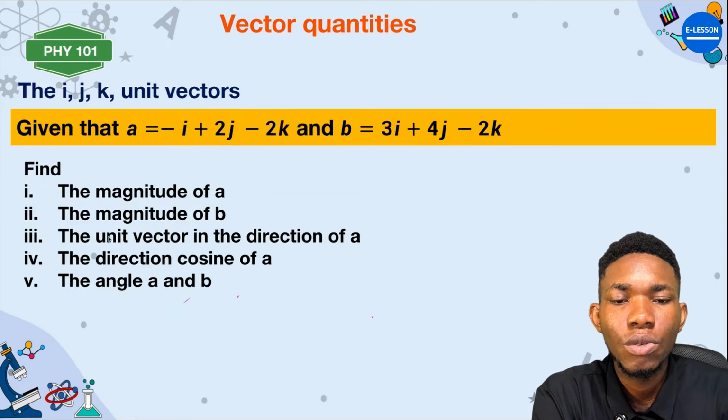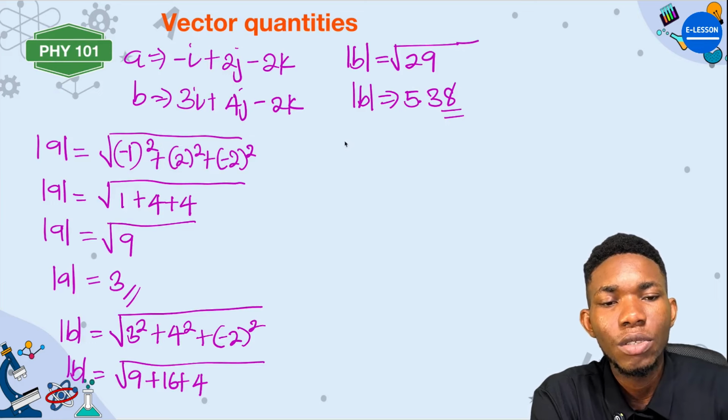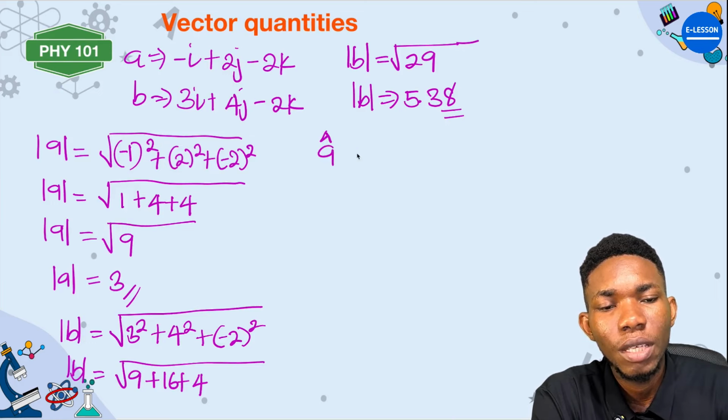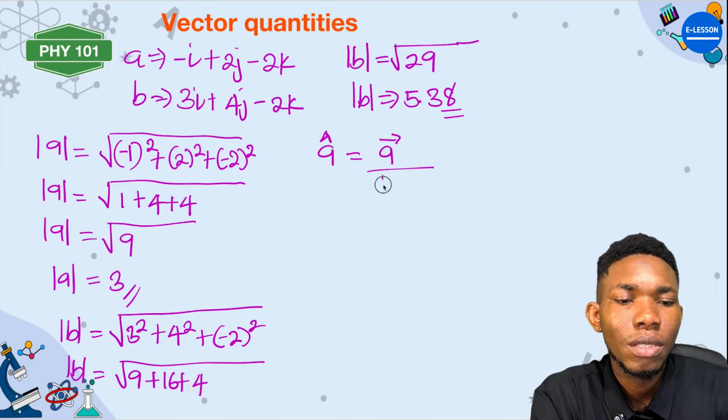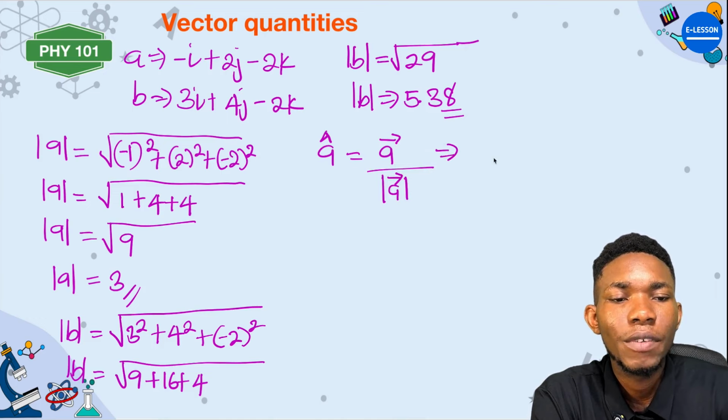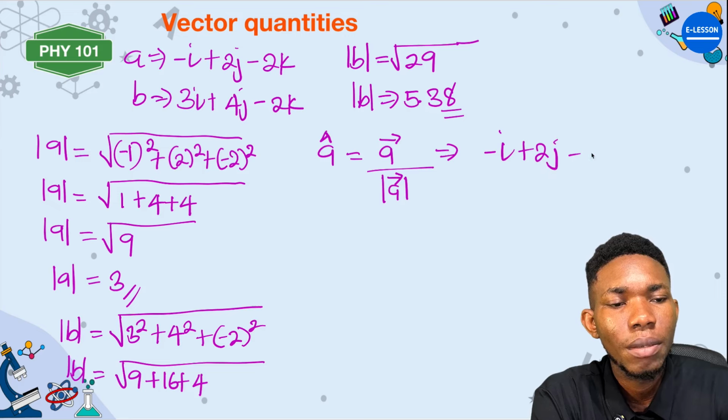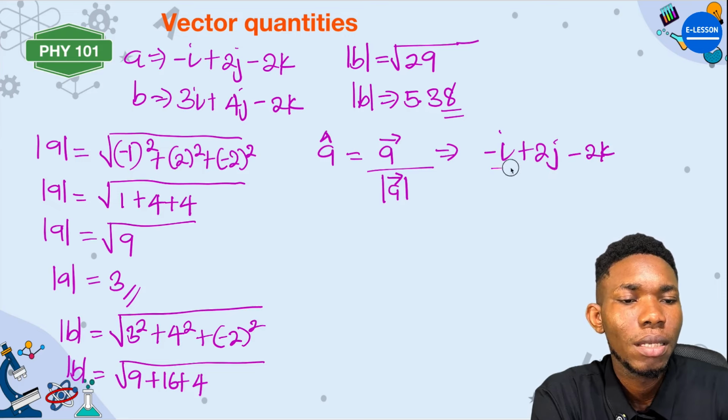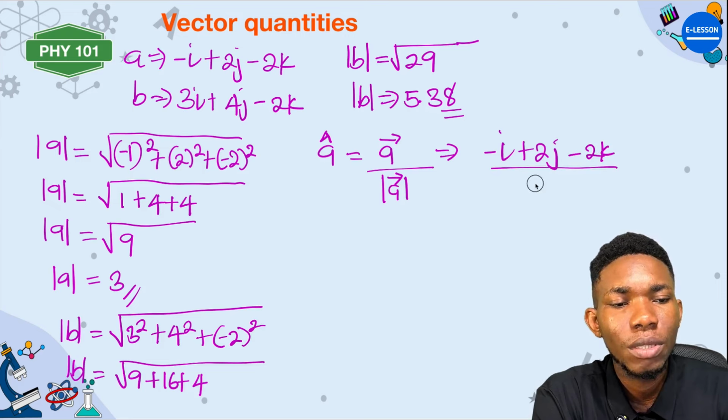Now the next question says the unit vector in the direction of A. I told you that the unit vector in the direction of A will be vector A divided by what? The magnitude of A. What is our vector A? Minus i plus 2j minus 2k, divided by the magnitude of A, which is 3. So you divide by 3.